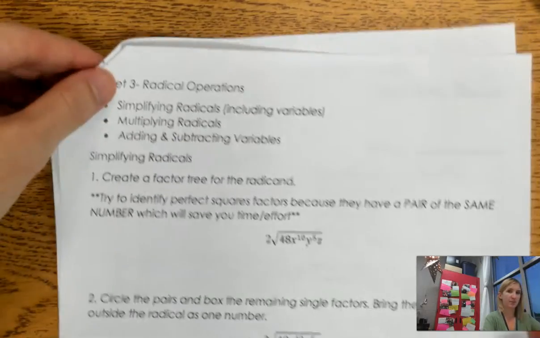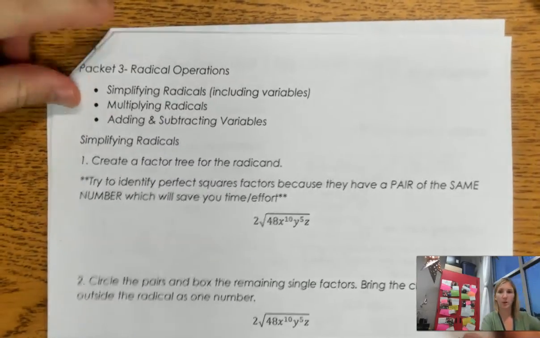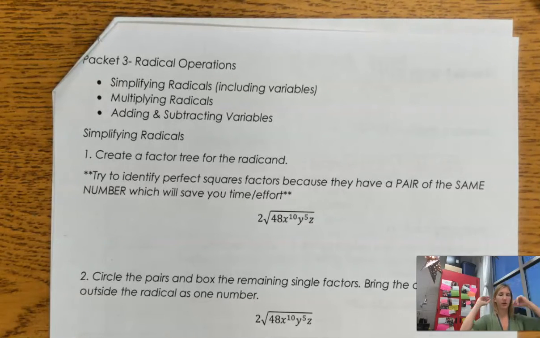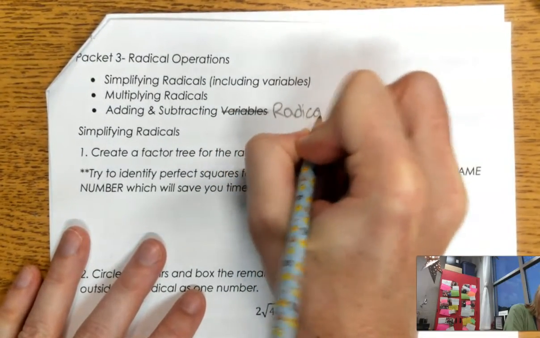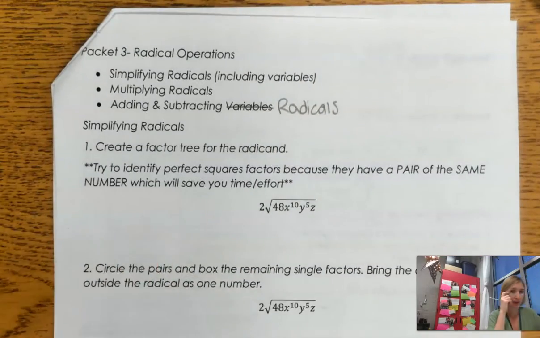All right, last up, packet 3, radical operations. So here's what we did with radicals or square roots. We simplified them, we multiplied them, and we added and subtracted. This should say radicals. Sorry. Your teacher was sleepy making this.